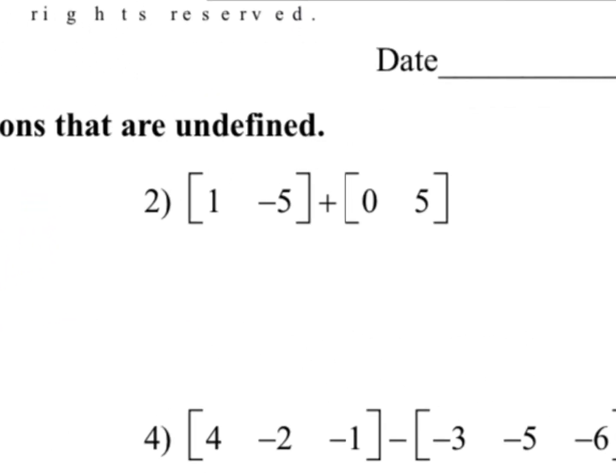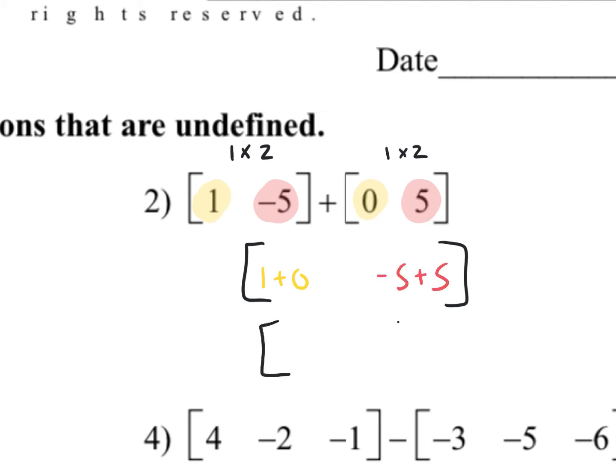So first, let's check our sizes. How many rows do we have here? 1 row, and how many columns? 2. What about the second one? 1 by 2. Thank you. So they're the same size, so we can add them together. We start with the first row, first column, so 1 plus 0. Then we add the next one, -5 plus 5. So what's 1 plus 0? 1. What is -5 plus 5? 0. And that's our answer.